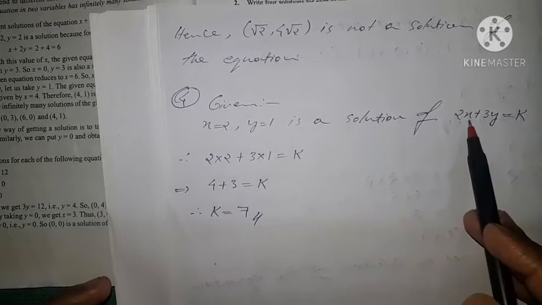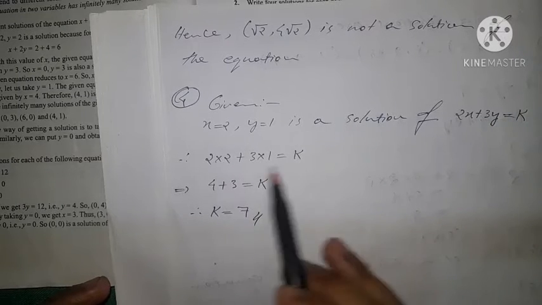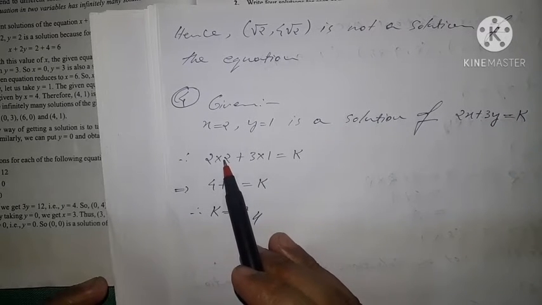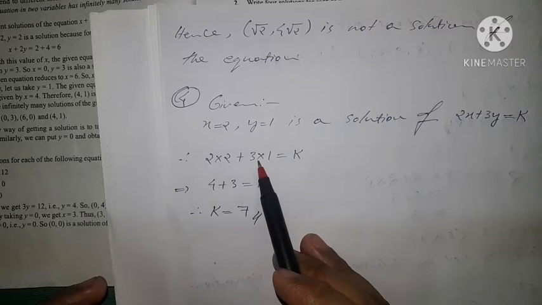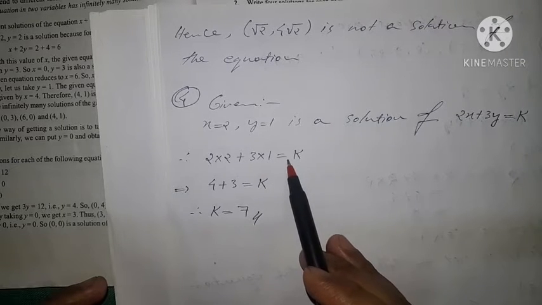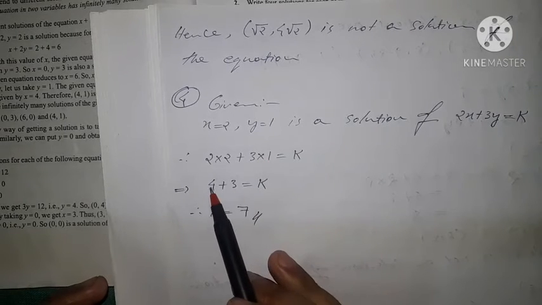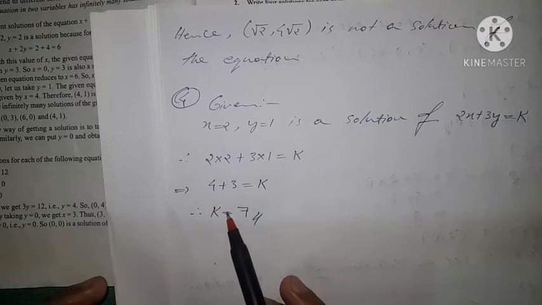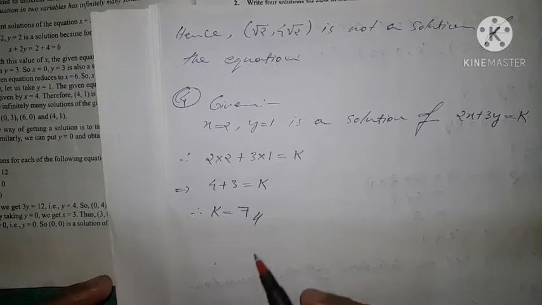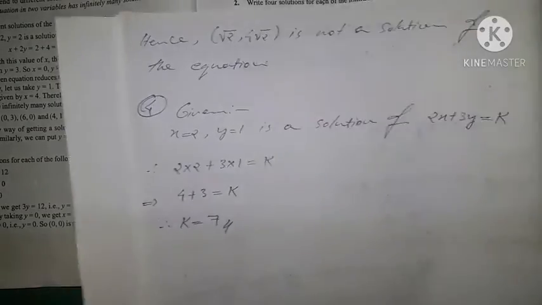2x plus 3y equals k becomes 2 into 2, the value of x is 2, plus 3 into 1, the value of y is 1, equals k. That means 2 into 2, 4, plus 3 into 1, 3. So 4 plus 3 equals k. Therefore k equals 4 plus 3, that is 7. So this is the value of k. In this manner we can obtain the value of k.